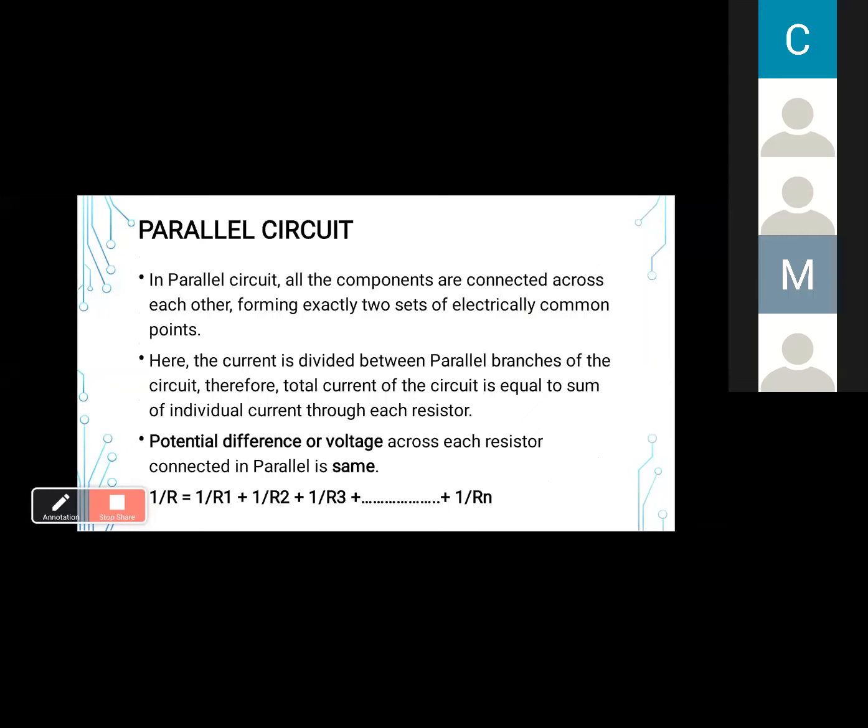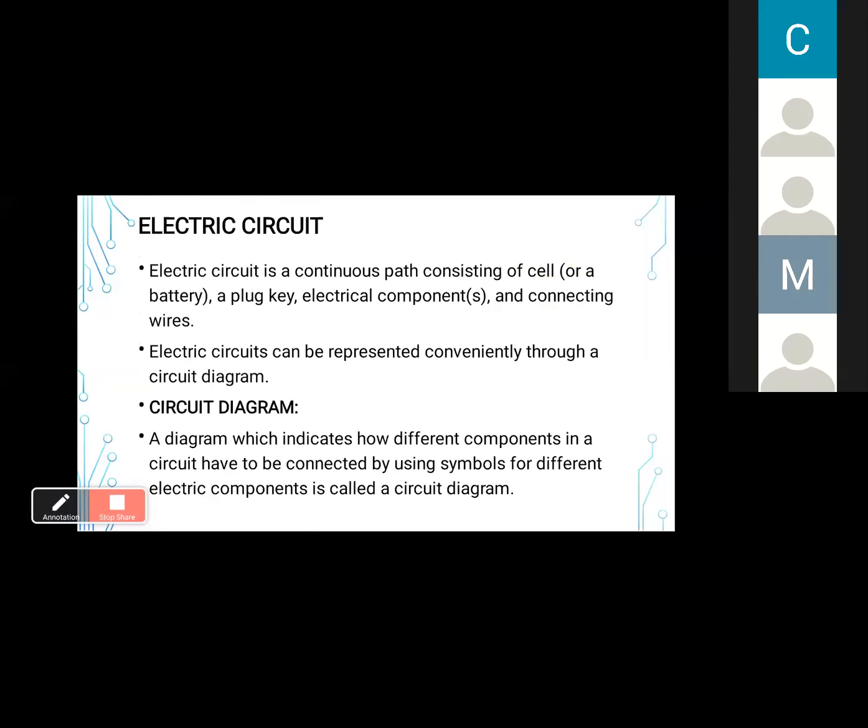Next is the electric circuit. What is an electric circuit? It is a continuous path consisting of a cell, plug key, electrical components and connecting wires. It's a closed path through which electric current can flow. To represent the electric circuit, we generally draw a circuit diagram. We don't draw the electric circuit, we draw the circuit diagram.